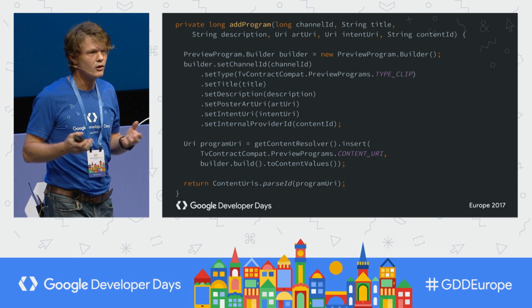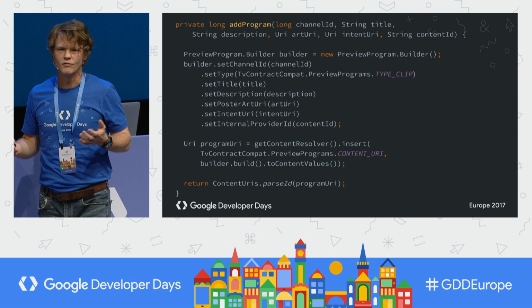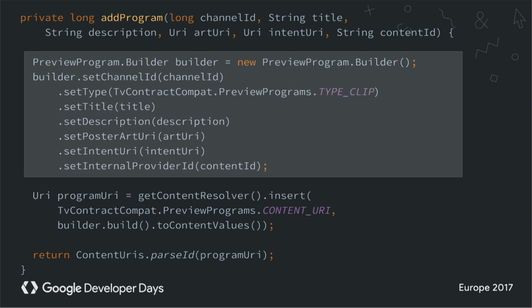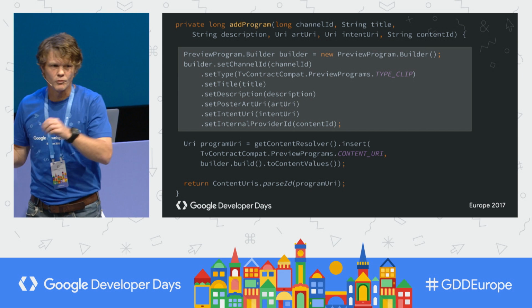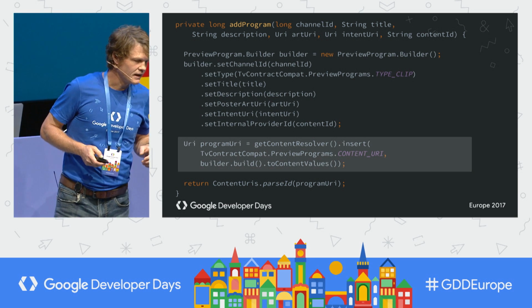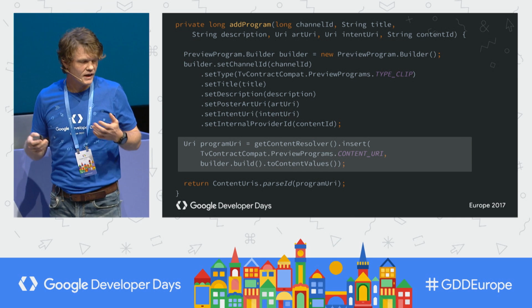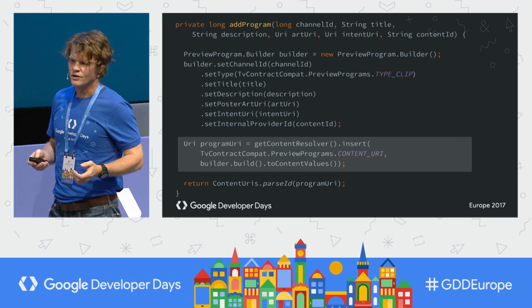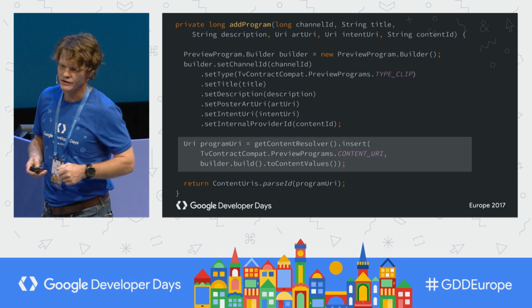Now we have such a channel row visible on the home screen, and of course we want to add programs. This works in the very same way, or in a very similar way. Again, we create a builder instance. This time it's a preview program builder instance, and we populate the data in this builder. Most importantly, the channel ID, with which we link our program to a channel we've already created. Once we add a title, description, and poster art URI, we can take the content values, again built by our builder, and insert them into the content provider of the TV contract.